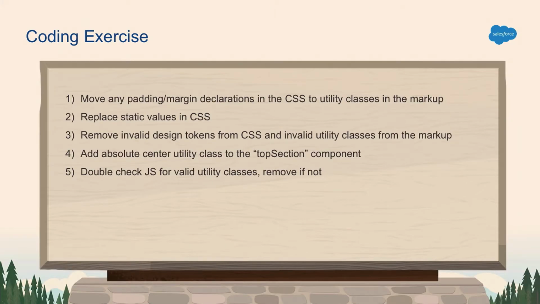So let's do a little coding exercise. Here are 5 things that are very common for an engineer to go through on a regular component, nothing special, to get a little bit closer to full SLDS compliance. We're going to remove some static values. We're going to remove anything invalid. We're going to add some special utility classes to the component markup. And we're going to check some JS to see if there's any invalid classes.